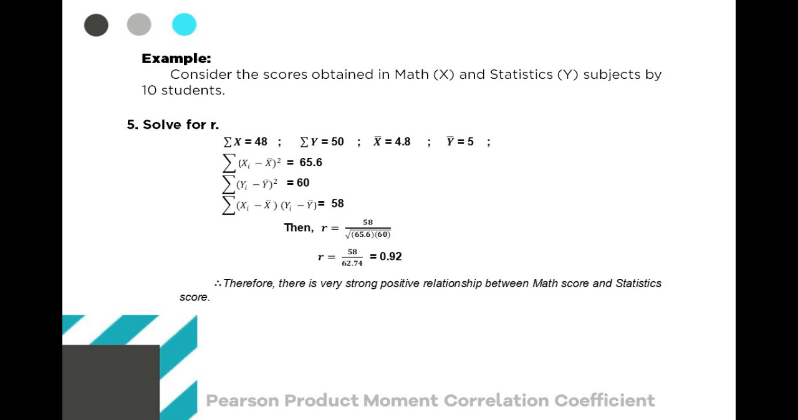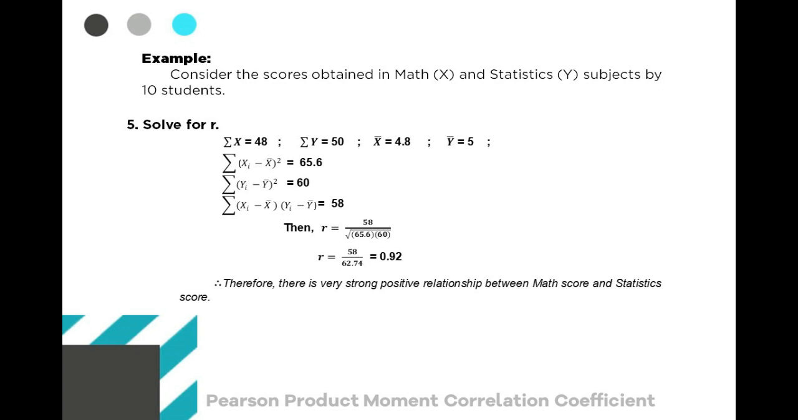Then our r, so we'll be using the formula. Okay, so we'll be having r, which is equal to the summation of x sub i minus x mean times y sub i minus y mean, which is 58, over the square root of 65.6 times 60, which is the summation na presented sa ating screen. Okay, so we have 58 over 62.72. Okay, and we get 0.92.